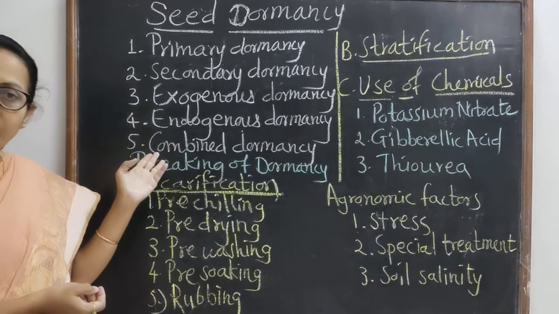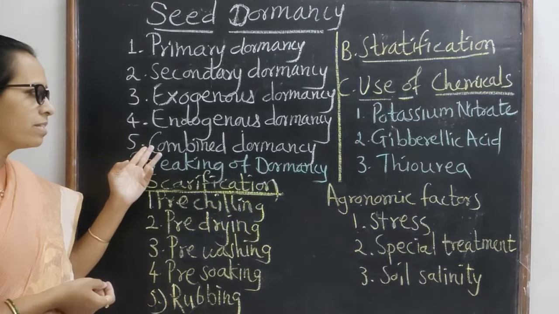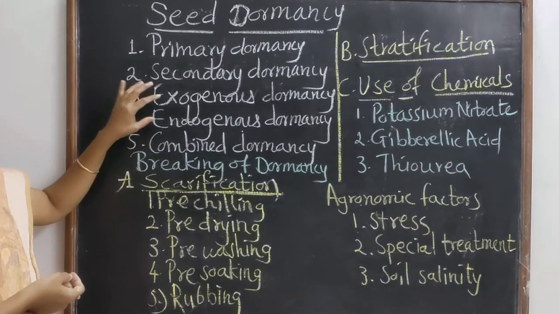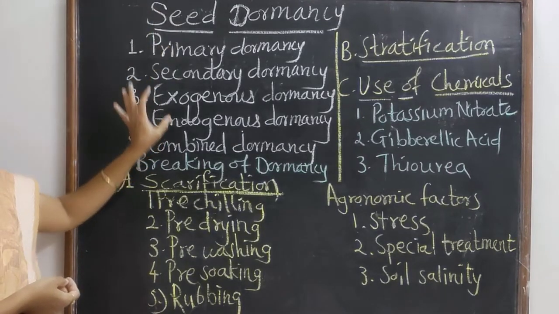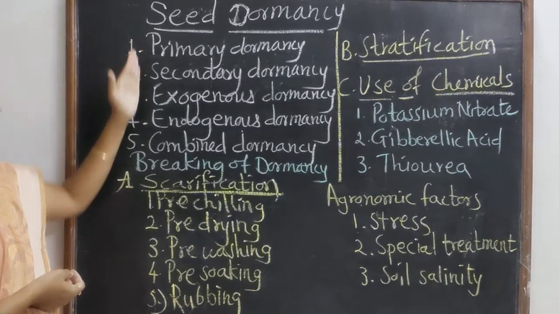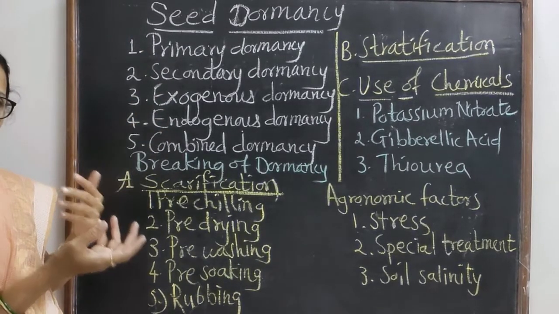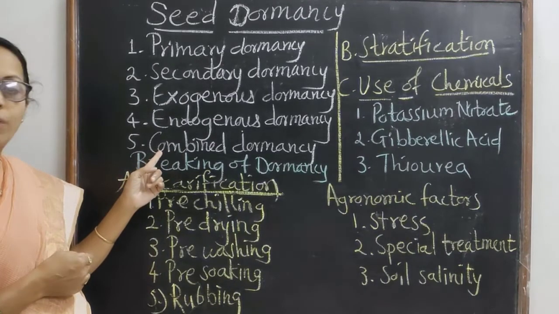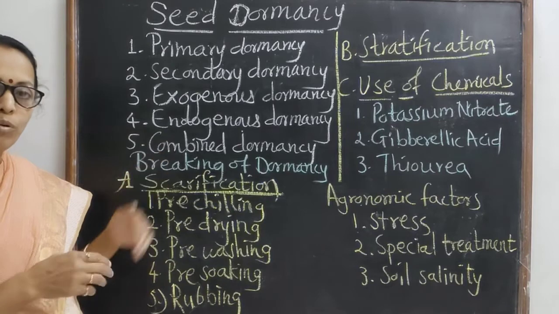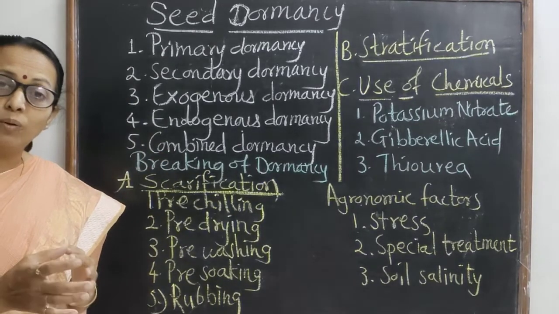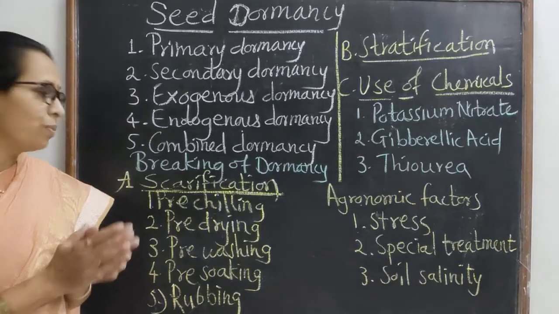Next, it is the combined type of dormancy. Here, from the term itself we can guess, it is a combination of two or more of these factors. Any factors from this list may be the cause, in combination, for the dormancy. So we have to overcome these factors which are responsible, and only then the seed is able to germinate.